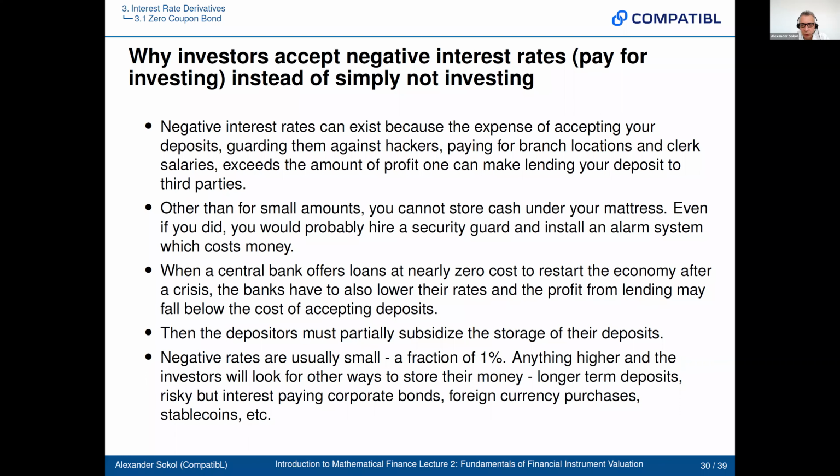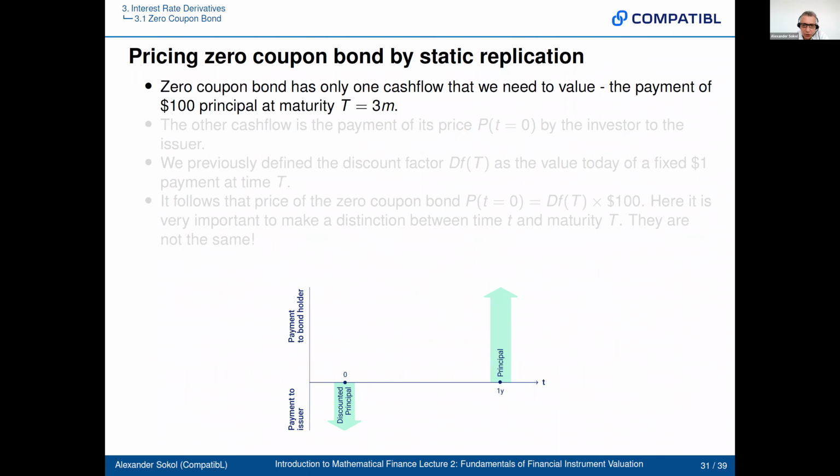Negative rates are usually small, a fraction of 1%. Anything higher, and the investors will look for other ways to store the money. Longer-term deposits, risky but interest-paying corporate bonds, foreign currency purchases, stable coins. Also, as we recently discovered with Luna, right, it's very risky. So, however, negative rates, they cannot be minus 5% for as long as there is cash, but they can be like minus 1% or minus 5%. So, pricing zero coupon bond by static application, right?